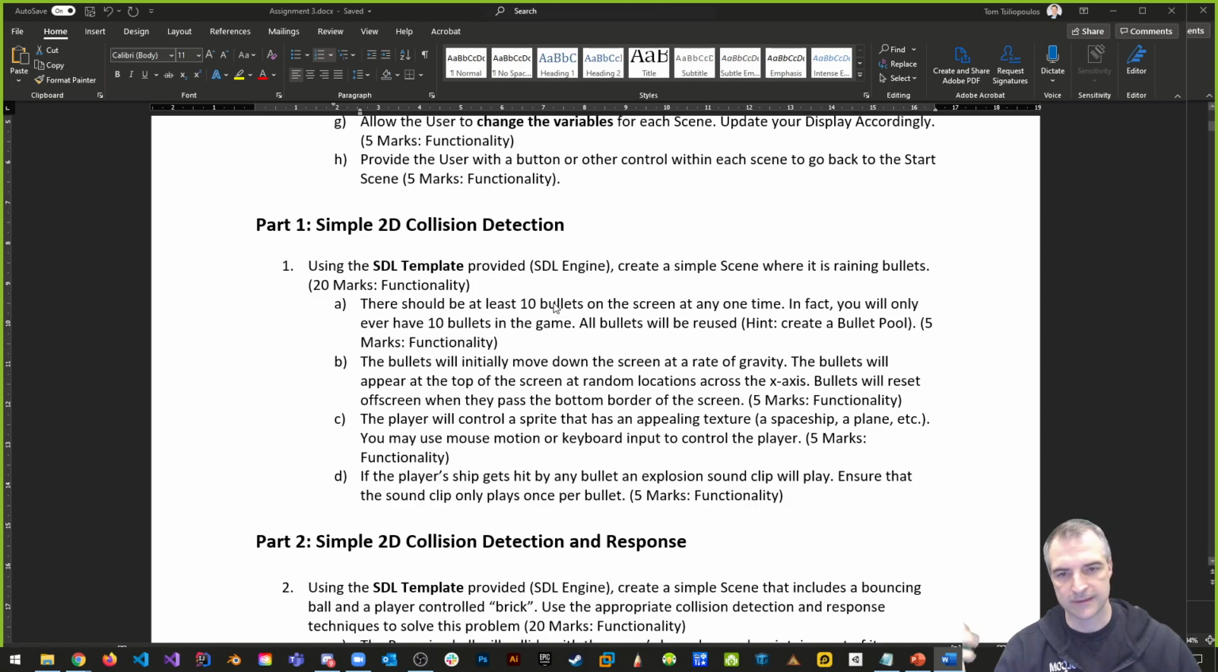There should be at least 10 bullets on the screen at one time. You're going to make a scene where it's raining bullets, all right? In fact, you will only ever have 10 bullets in the game at once. All bullets will be reused. In other words, you're going to create something called a bullet pool.